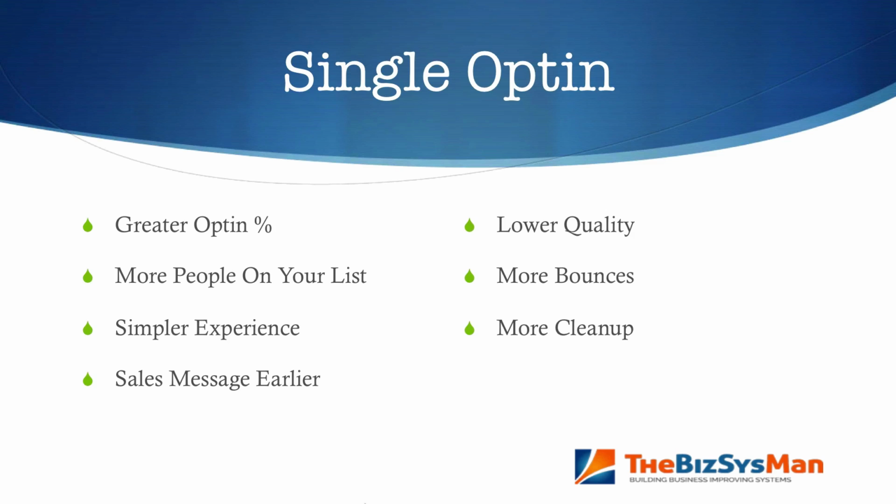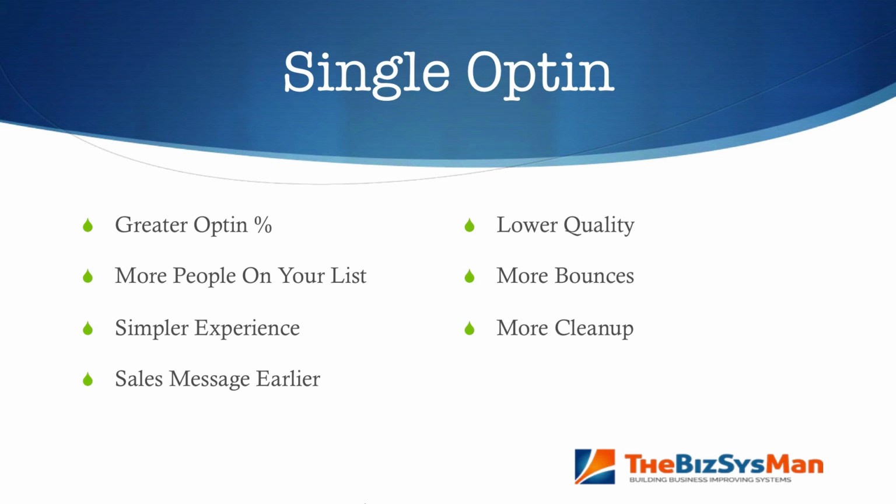When you do a single opt-in, you will have a greater amount of opt-ins, so your percentage of opt-ins will be a lot higher. You'll therefore get more people on your list. It's a much simpler experience in that you put your details in, you click on something and something else happens. You haven't got to go to your email, click on something else, and so on. Which means in turn, as a marketer, you're able to get your sales message in front of them that much quicker. On the downside, you will probably have a lower quality list to begin with.